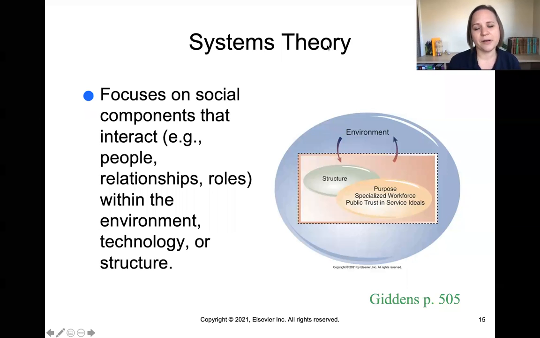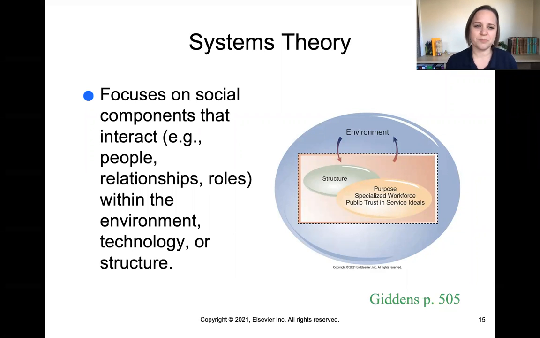Another theory that would help explain healthcare organizations is that of systems theory. And it really focuses on this relationship between the social components that interact with the environment. So the people, the relationships, the roles, and the environment, the structure or the technology that's involved. And where those come to mix is what we really understand as the systems theory.